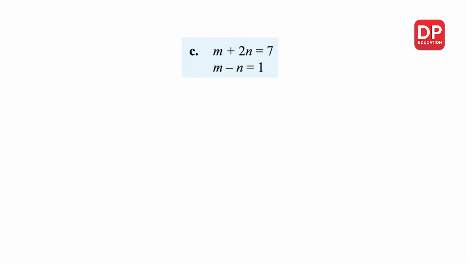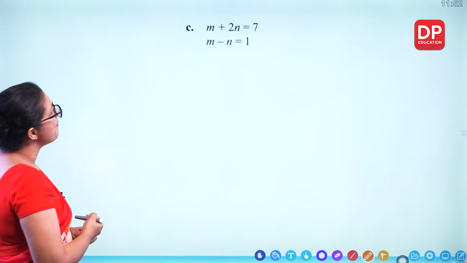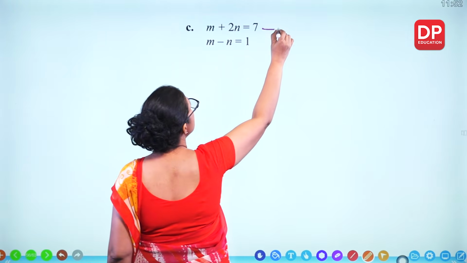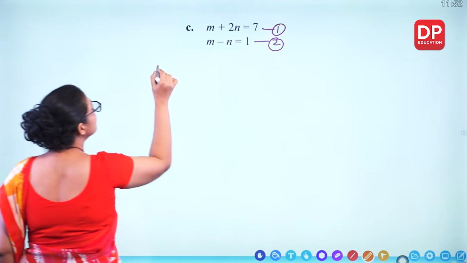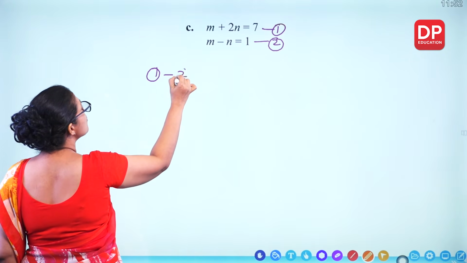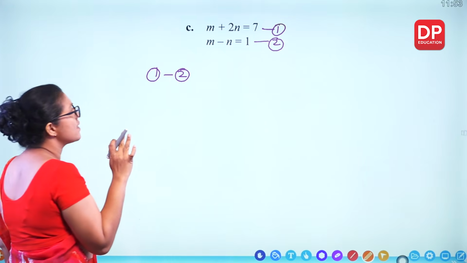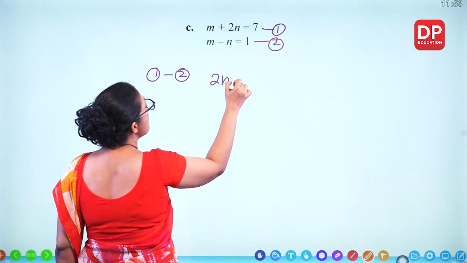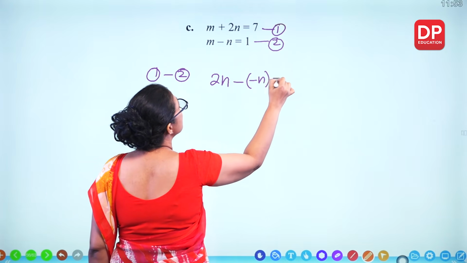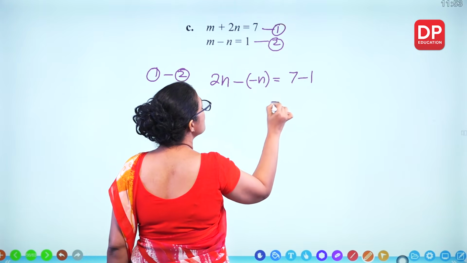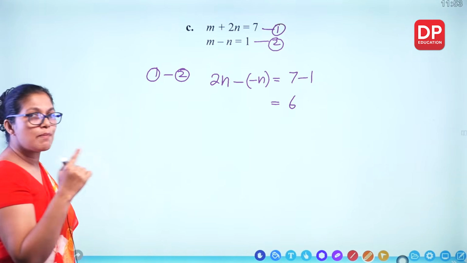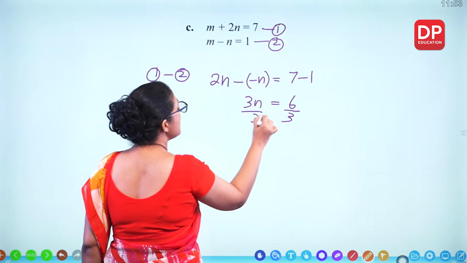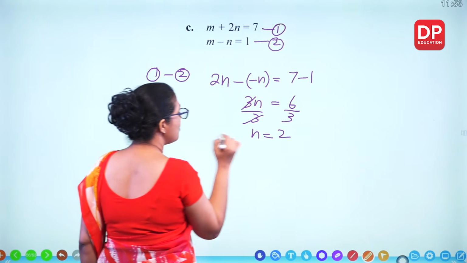This one, which one has equal coefficients? M, both 1 and 1. Same sign, you subtract. 1 minus 2. Now, m gets cancelled out when you subtract. How do you do the other one? 2n minus minus n. 7 minus 1 there. So you get 6. This becomes minus minus plus. So 3n equals 6. Divide by 3. You can find the n value. That's 2.